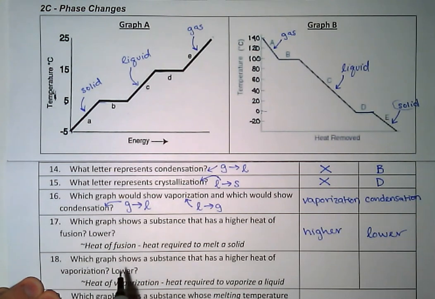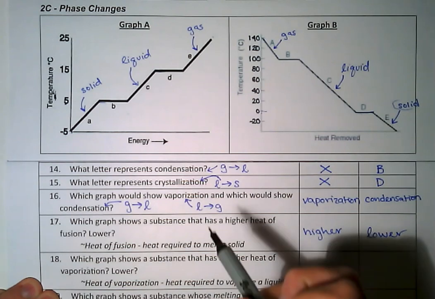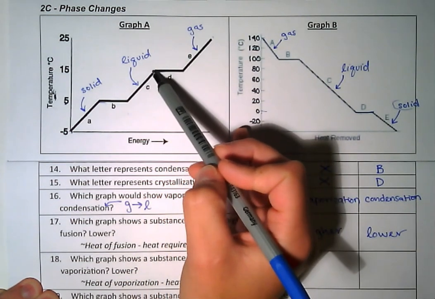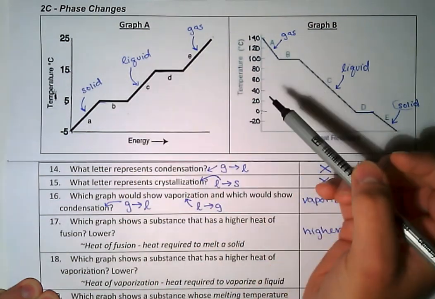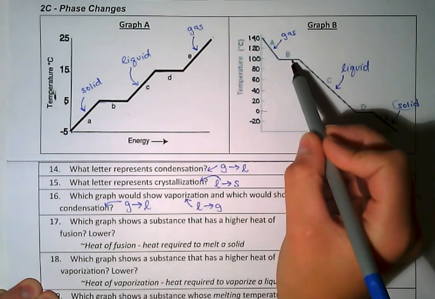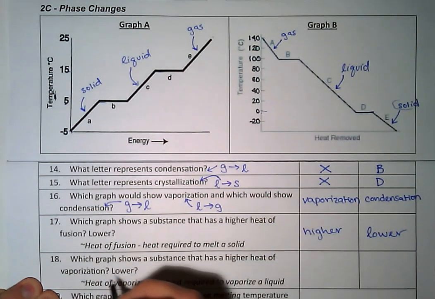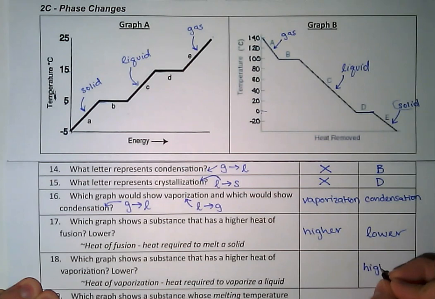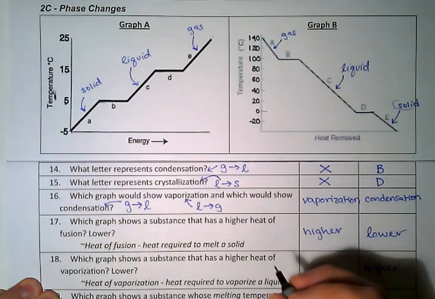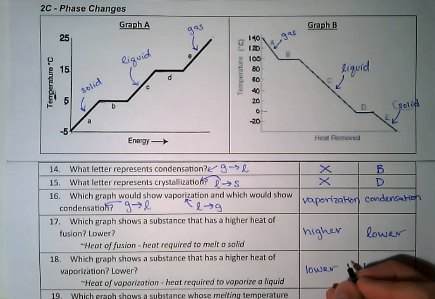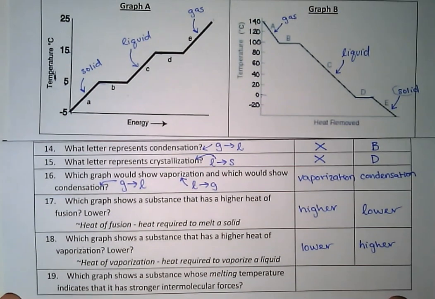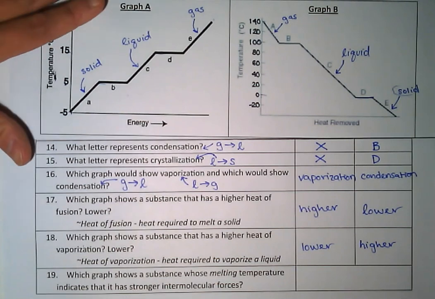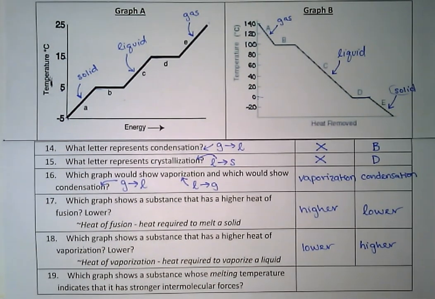And then 18, which graph shows a substance that has a higher heat of vaporization? Heat of vaporization is the heat required to vaporize a liquid. So we need to look at the boiling points this time. In graph A, the substance vaporizes at 15 degrees Celsius, and in graph B, the substance vaporizes at 100 degrees Celsius. So graph B this time would have the higher heat of vaporization, and graph A would have the lower heat of vaporization.